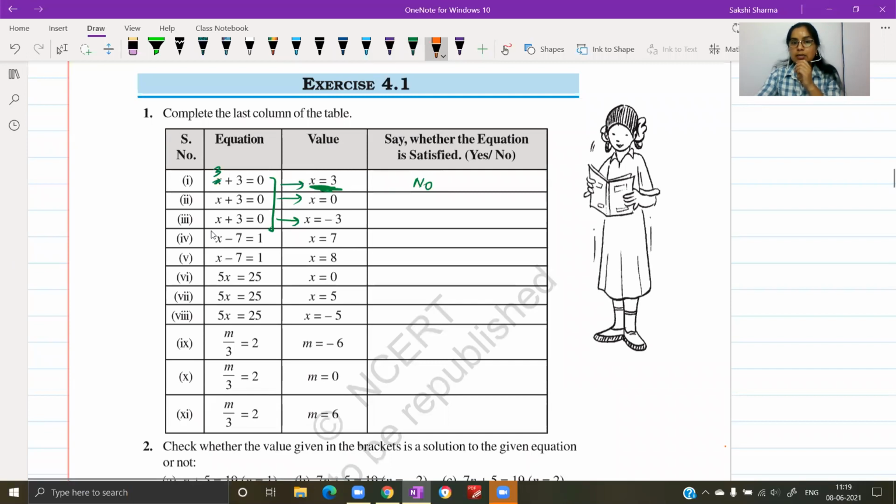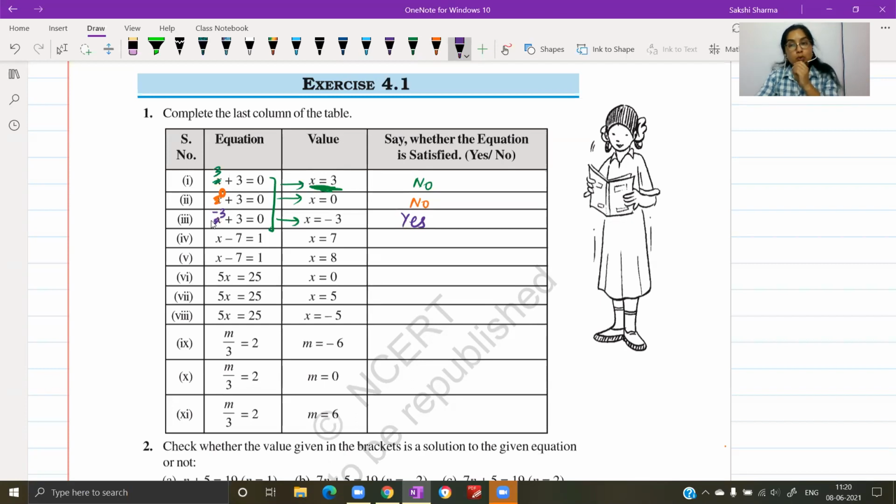The second case, you are given x as 0. तो x की जगह पे हम क्या लिख देंगे? 0 लिख देंगे. Are the two sides equal? So this is also wrong. The last one, if we take x as -3, then the left hand side becomes 0 and the right hand side is also 0. The two sides become equal. This is the correct answer.